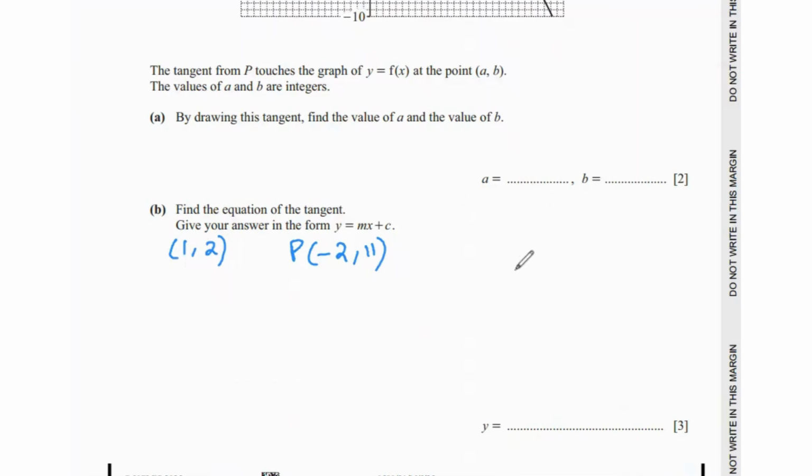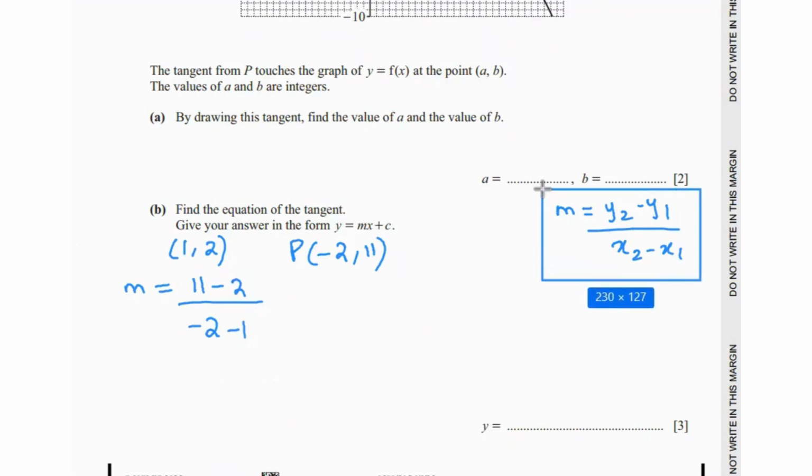So what we can do is we can use these 2 points to find the gradient first, and then further use that to find the slope-intercept form. So gradient of the tangent is going to be 11 minus 2 over -2 minus 1. If you're someone who doesn't know the gradient formula, that's y2 minus y1 over x2 minus x1. That's the formula that we use to find the gradient of a line. So 11 minus 2 is 9. -2 minus 1 is -3. So 9 divided by -3 is -3. That's your gradient.